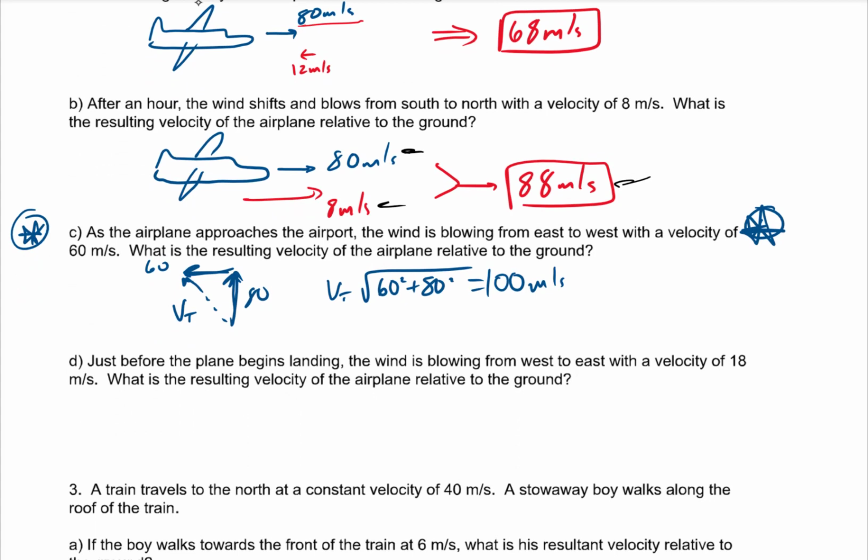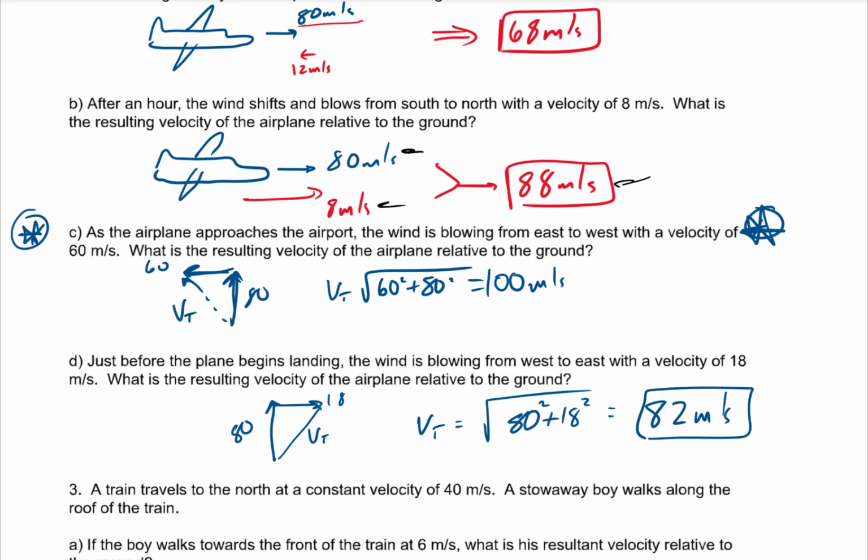Just before landing, the wind's blowing with a velocity of 18 meters per second. What's the resulting velocity of the airplane relative to the ground? So we've got 80 this way and 18 this way, and we want that velocity. Again, that total velocity is going to be the square root of 80 squared plus 18 squared. And when you calculate that, it comes out to be 82 meters per second. But again, this is bonus level stuff, and if you don't like it, just skip it and don't even worry about it.